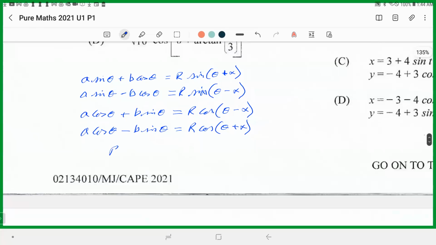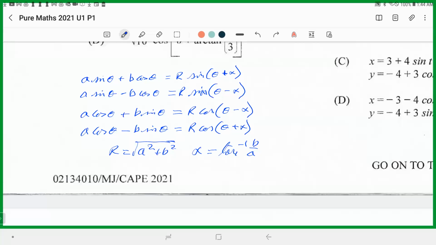R is always the square root of A squared plus B squared, where A is the first value and B is the second value. And alpha is always tan to the minus 1 of B over A, where B is the second value and A is the first value. Those are all the forms, and you can understand them.